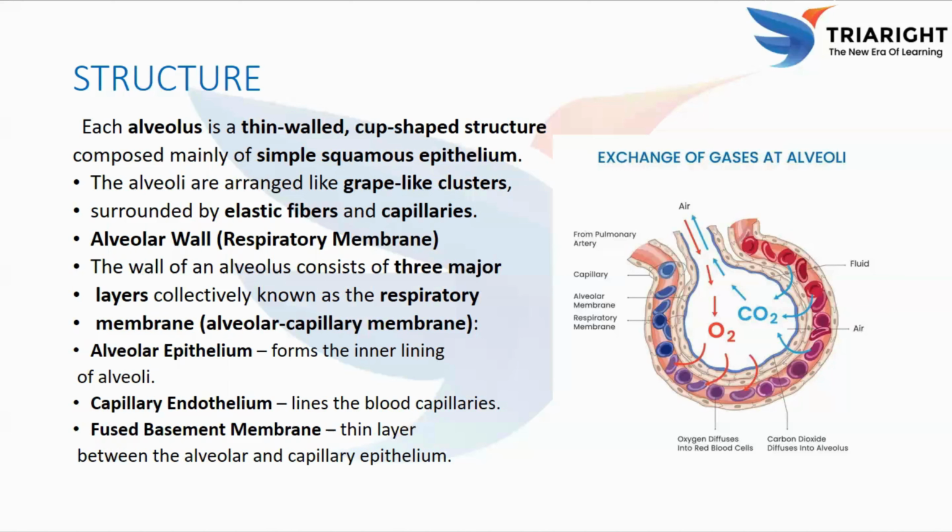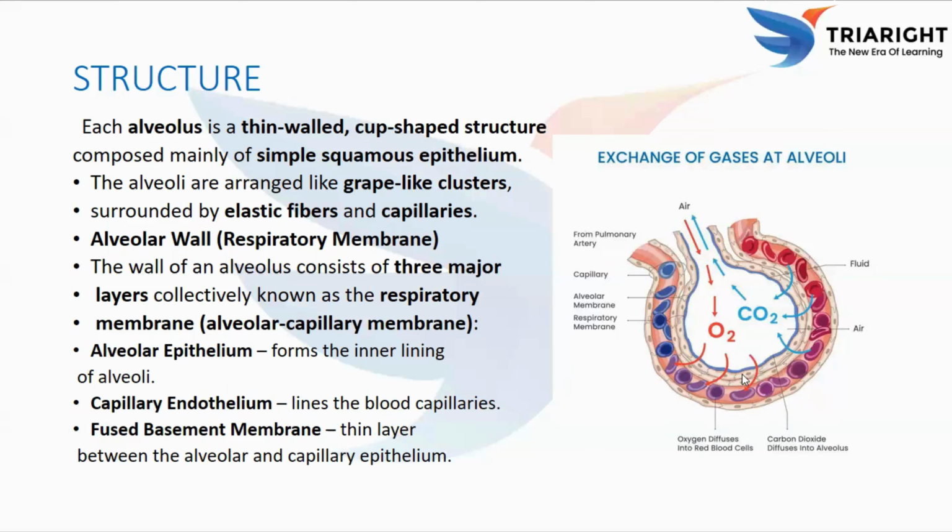So, the alveolar wall. The wall of each alveolus is also called the respiratory membrane or alveolar capillary membrane. Why is it called that? Because this is where the gas exchange takes place. Alveolar epithelium: what is the alveolar epithelium? This is the inner lining, the side that touches the air. This inner lining allows the oxygen and carbon dioxide to pass through easily.